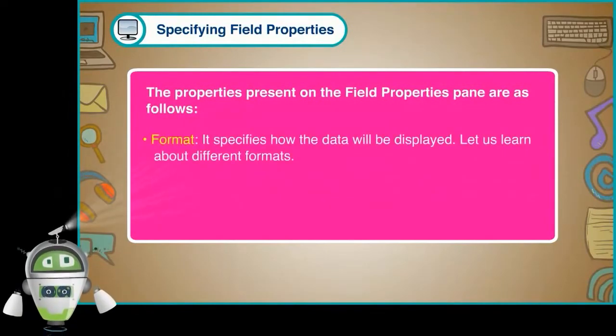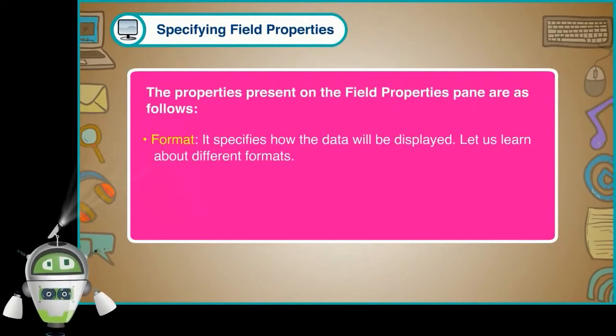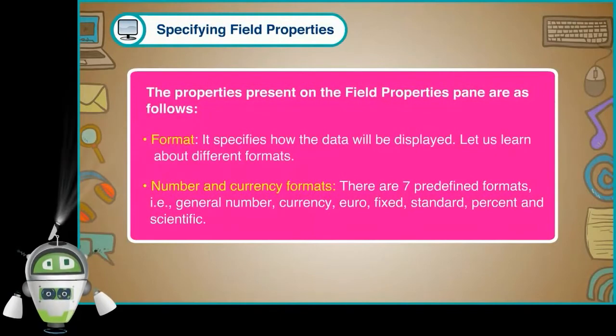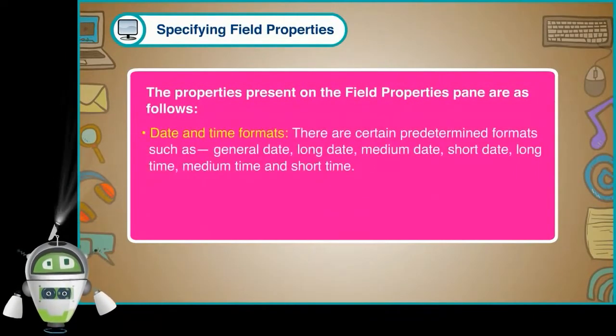Format. Format specifies how the data will be displayed. Let's learn about different formats. Number and currency formats. There are 7 predefined formats, that is general number, currency, euro, fixed, standard, percent, and scientific. Date and time formats.